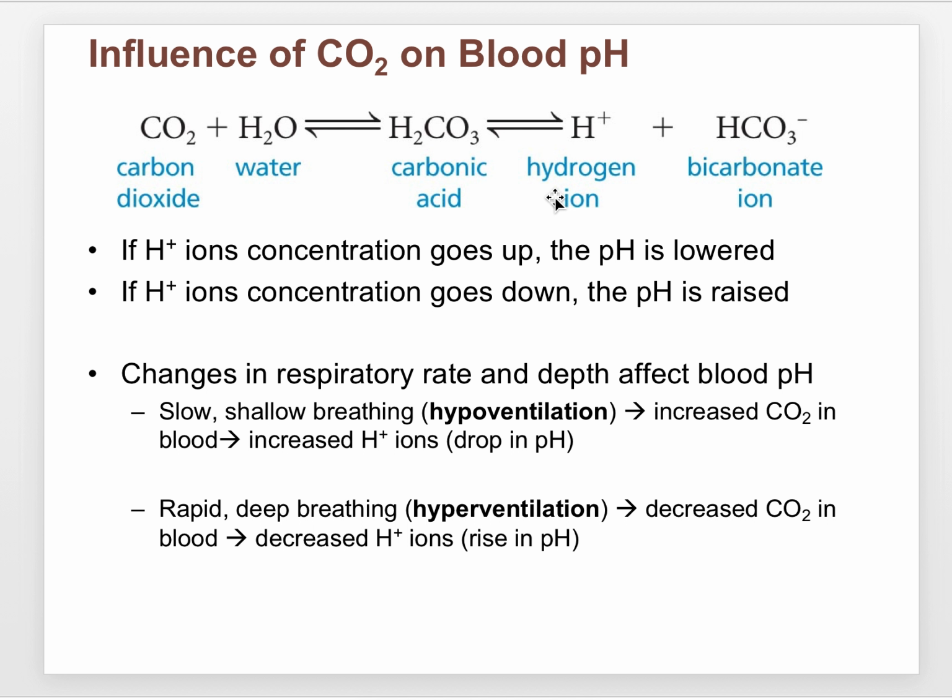If you have hyperventilation, where you're breathing rapidly and deeply, it's going to decrease the carbon dioxide in the blood. So the carbon dioxide goes down, the amount of hydrogen goes down. That is going to cause a rise in pH, which is going to drive the blood from acidic towards basic.